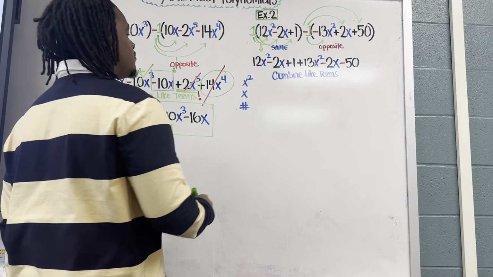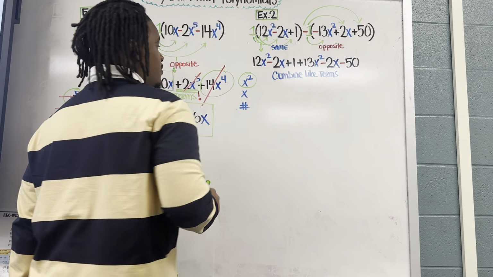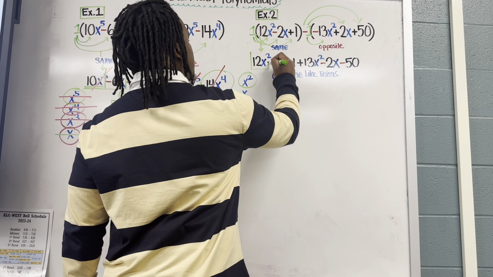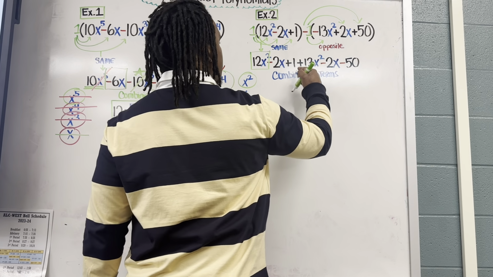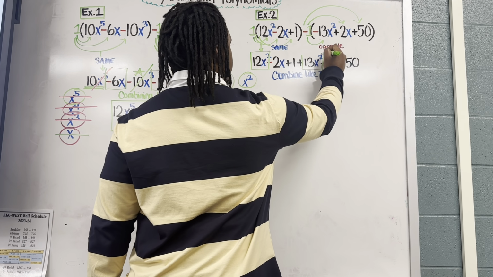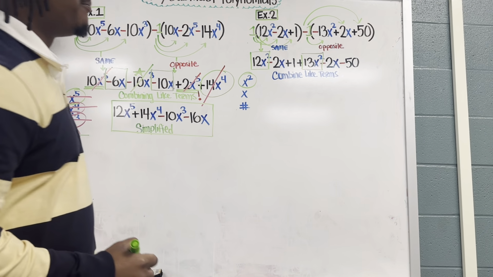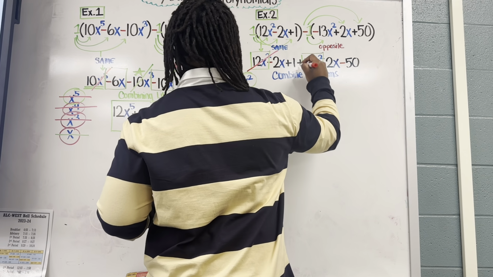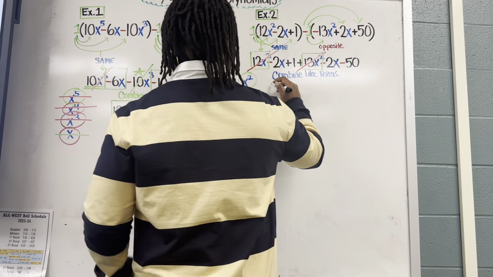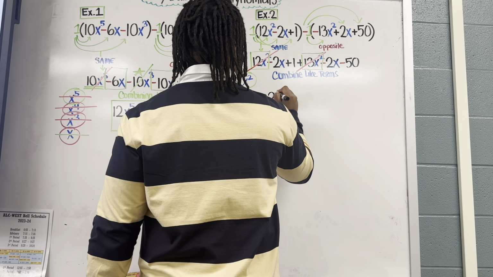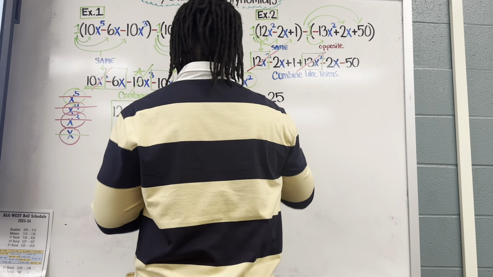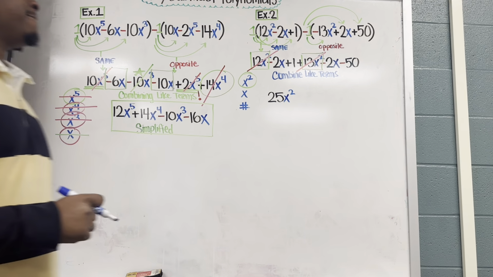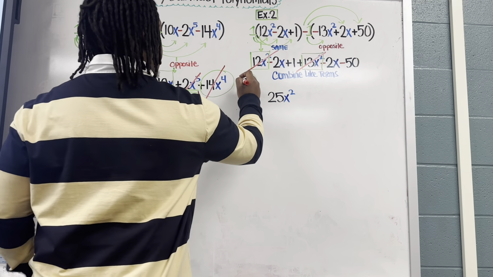Let's start off with the first group. Let's do x to the second power. I do see two values where x is to the second power. That's 12x to the second power and a positive 13x to the second power. 12 plus 13 is 25. So if we combine those, that'll be 25x to the second power. So now I'm done with this particular group.